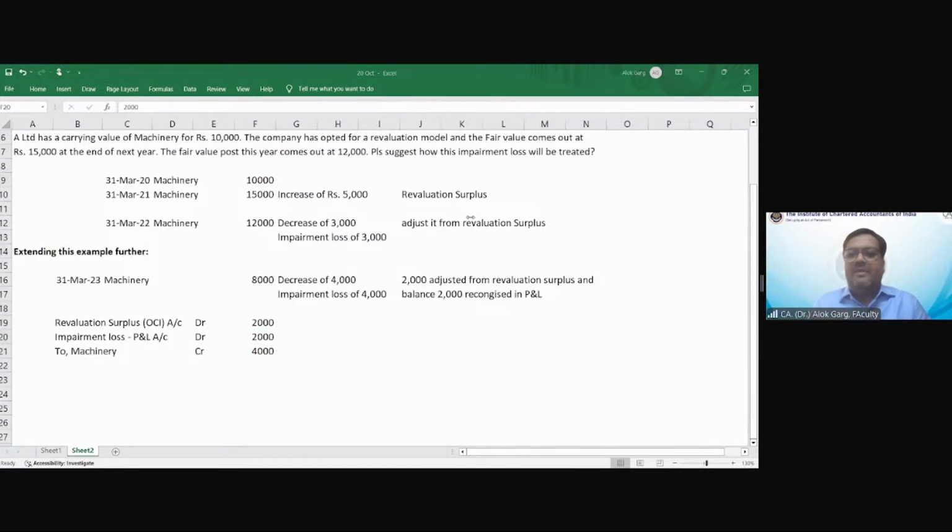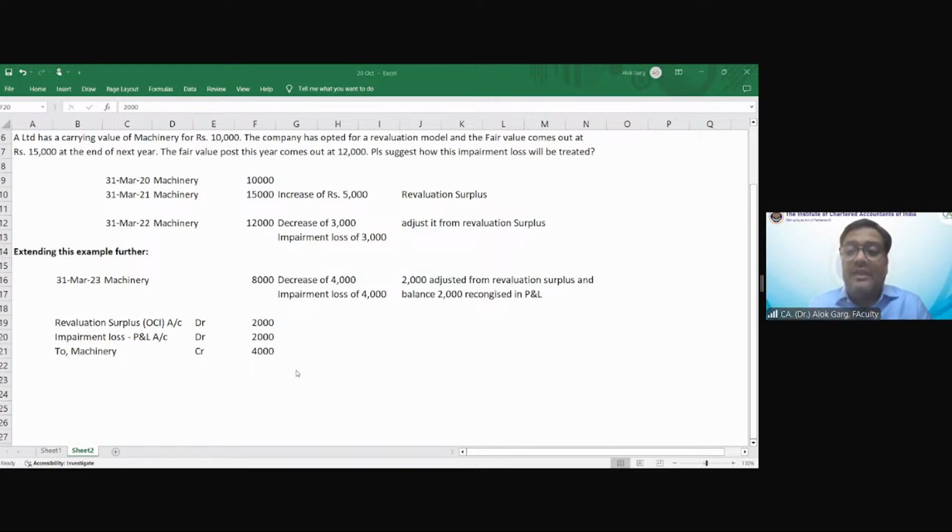Very good. So, my dear friends, if it is a revaluation model or a cost model, doesn't matter. Impairment testing has to be done. If the recoverable value is lower than the carrying value, impairment has to be charged. If you are following a cost model, impairment will always go to P&L.